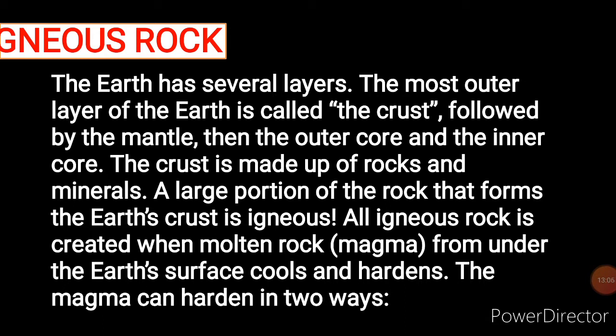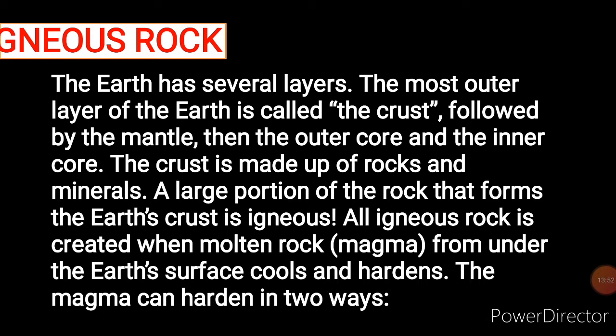The crust. The outermost layer of the earth is called the crust, which is followed by the mantle, and then the outer core, and then the inner core. The crust is made up of rocks and minerals. A large portion of the rock that forms the earth's crust is igneous. All igneous rock is created when molten rock or magma from under the earth's surface cools and hardens.